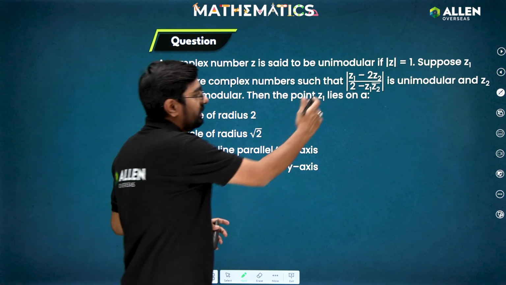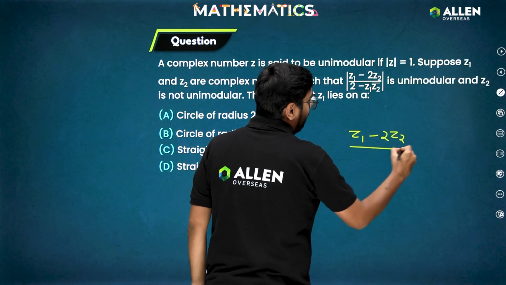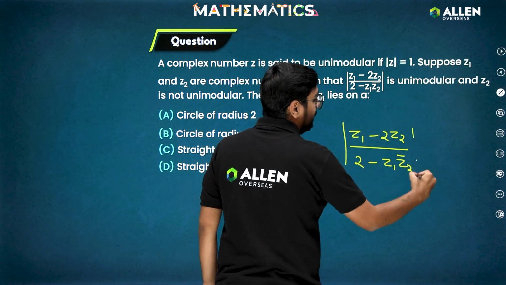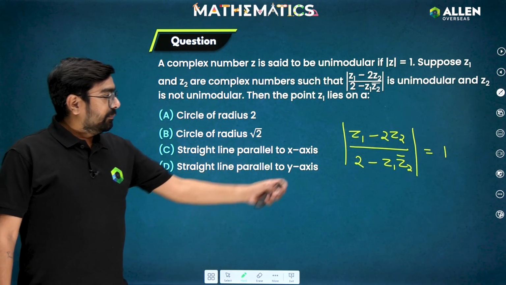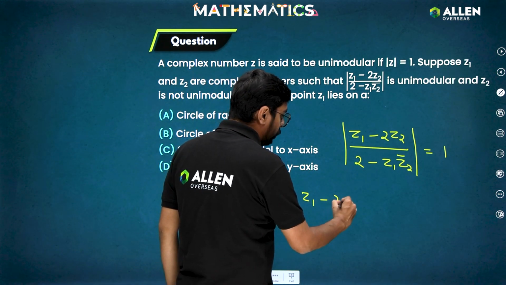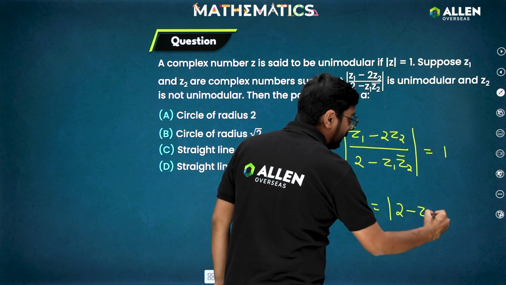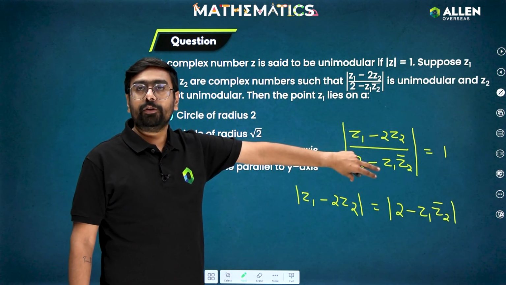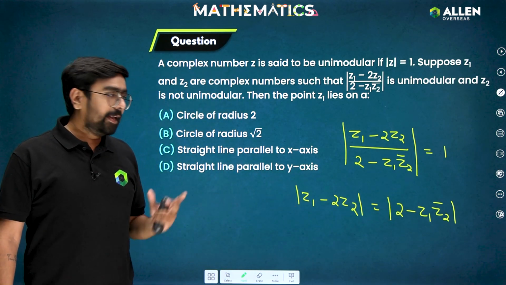Now if this thing is unimodular, I can simply write that mod of (z1 minus 2z2) divided by (2 minus z1 z2 conjugate) is going to be equal to 1, right? Because this is unimodular. And I can also write it like this: mod of (z1 minus 2z2) is equal to mod of (2 minus z1 z2 conjugate), because this mod can be distributed in the numerator and denominator.